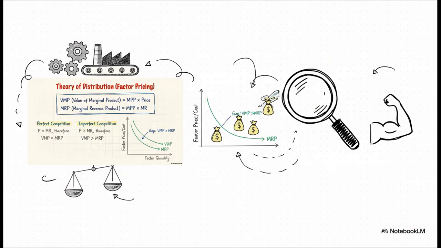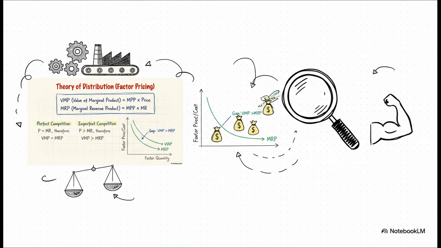Let's look at how companies value what their employees produce. There are two terms here. The first is VMP, the value of marginal product. That's the full market value of what one more worker creates. The second is MRP, the marginal revenue product. That's the actual extra cash that worker brings into that specific company.